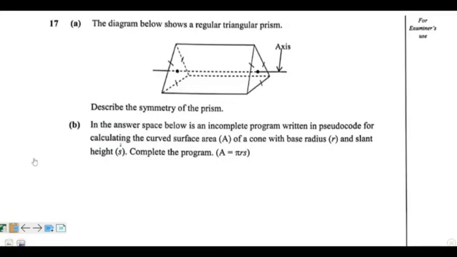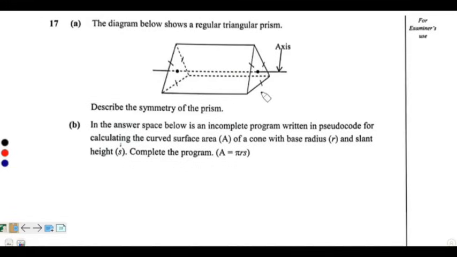We are going to start with question A. So the question reads, the diagram below shows a regular triangular prism. So this is a regular triangular prism. You can see the triangle here. Even here, I've got triangles. So these triangles, these are equilateral triangles, meaning that the sides are equal. Because it's a regular, it simply means that it has got same size of angle and same size of length. Okay, so describe the symmetry of the prism.